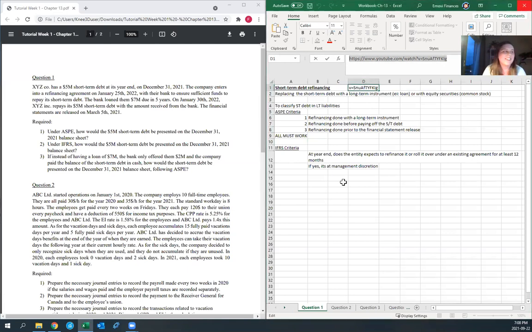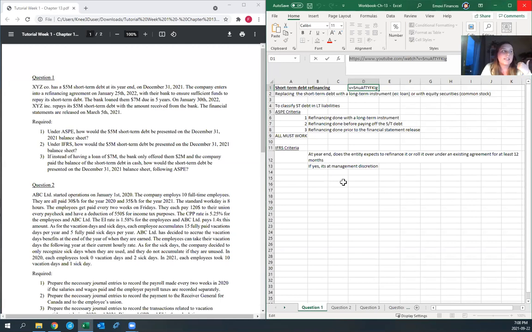So to go back to the criteria, there's the ASPE criteria. There's 3 things that need to be checked off before you think about putting your short-term debt that is refinanced in your long-term liabilities. The first thing is, is the refinancing done with a long-term instrument? So is it done with a loan? Is it done by selling common shares?